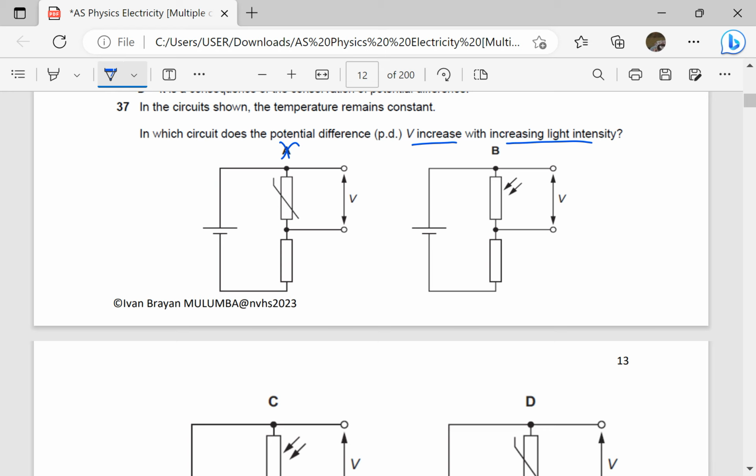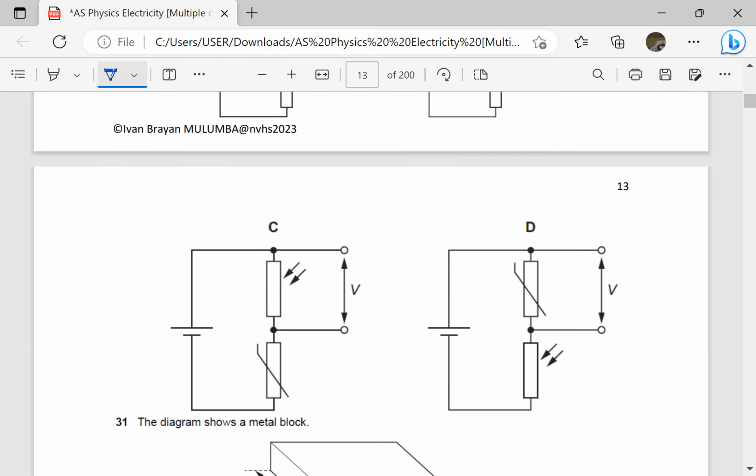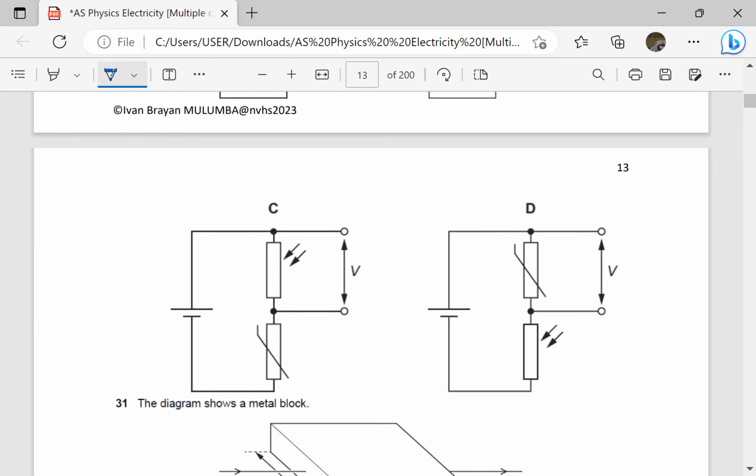B, we want V to increase when light intensity increases. Here you see that when light intensity increases, resistance decreases. And from V equals IR, it means V decreases. So this one will not be correct. We are now here. Light intensity increases. It is the same thing. Resistance decreases, which means V decreases. So this is not going to be correct.